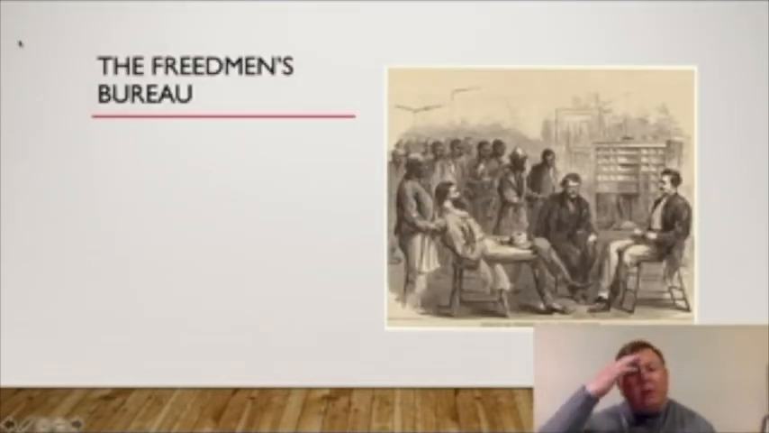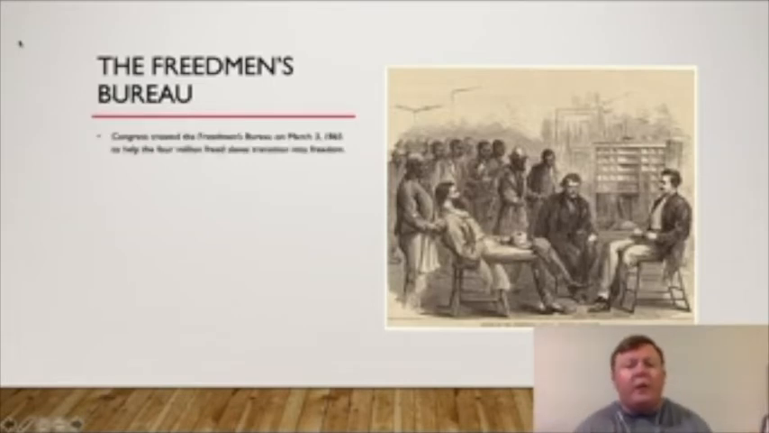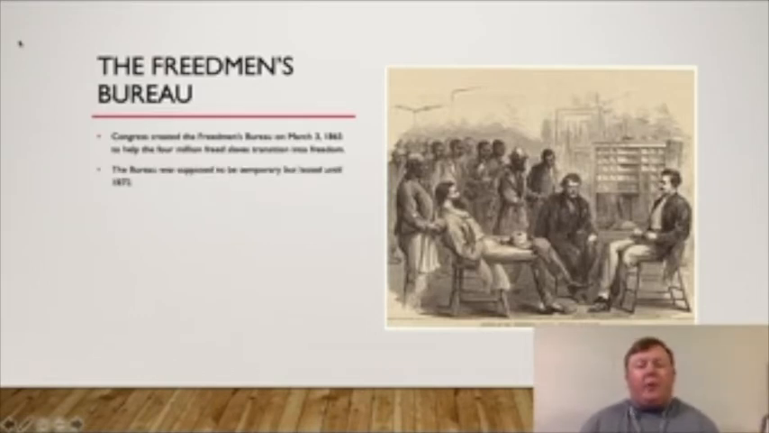We're going to start with the Freedmen's Bureau. Now, Congress created the Freedmen's Bureau on March 3rd of 1865 to help the 4 million freed slaves transition into freedom. So this was an entire agency devoted to helping free slaves. The Freedmen's Bureau was supposed to be a temporary agency, only lasting a year, but it actually lasted about 7 years, until 1872. So what did the Freedmen's Bureau do?